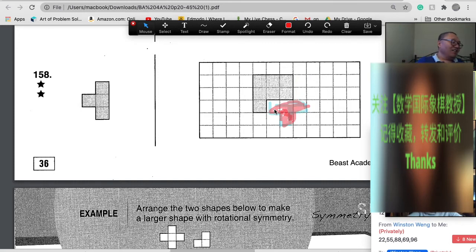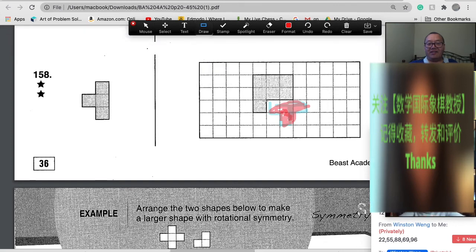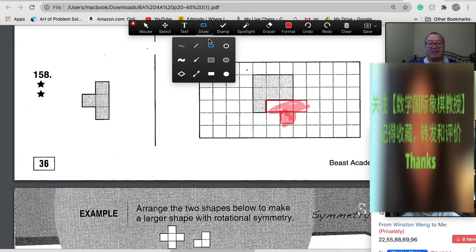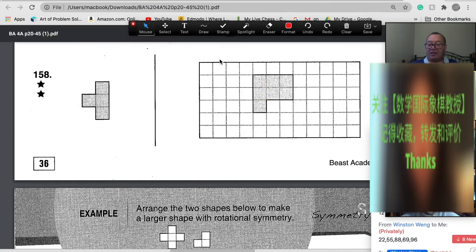This one, yeah, but now this problem, put it this way. Then this one here. Now the symmetry line would be like this. The symmetry line is this diagonal. Yeah, this diagonal. Okay, but this one only has 1 line of symmetry. It's not 2 lines.